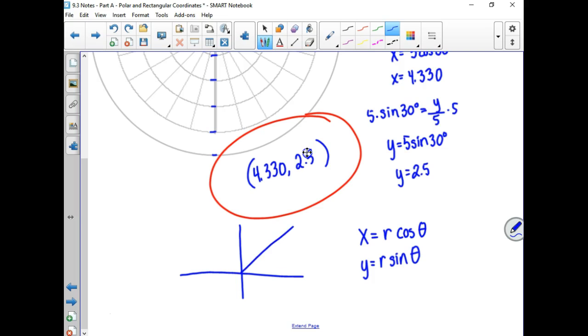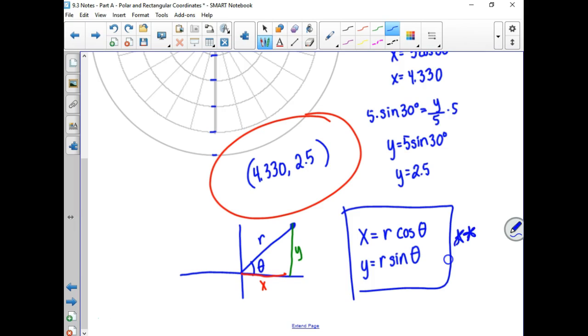Like if I'm thinking of my point and I draw it out, this is my angle, this is my radius, and then here's my x, here's my y. I know that this is opposite, so y is sine. This is my adjacent, so x is cosine there. So that helps me remember. Or you can just flat out memorize those formulas there. Okay, questions?